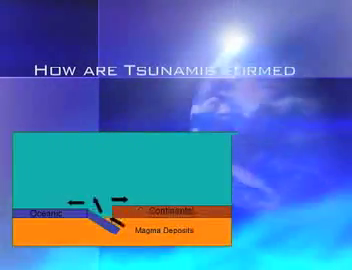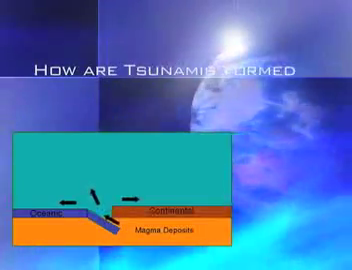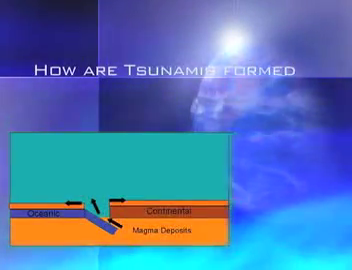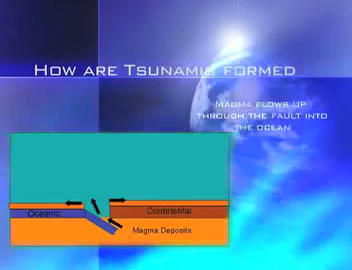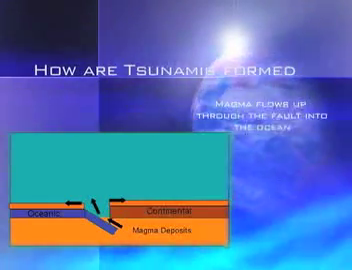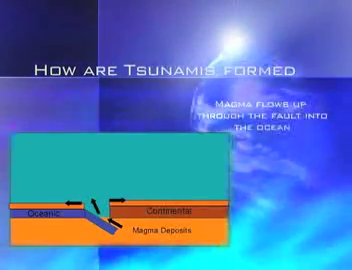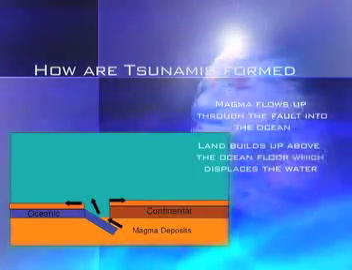As the oceanic plate descends, magma begins to flow up through the fault and is released into the ocean, building up land above the sea floor. This displaces the water as the depth is rapidly reduced, forcing it to flow away to regain equilibrium.